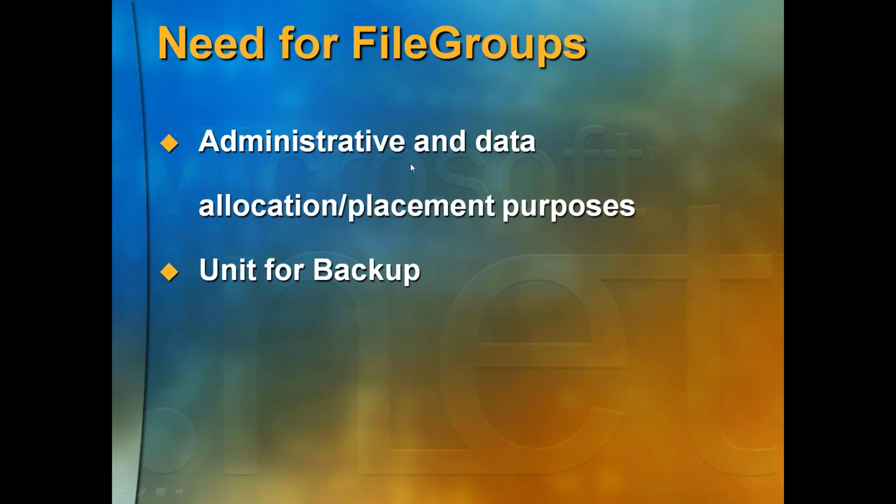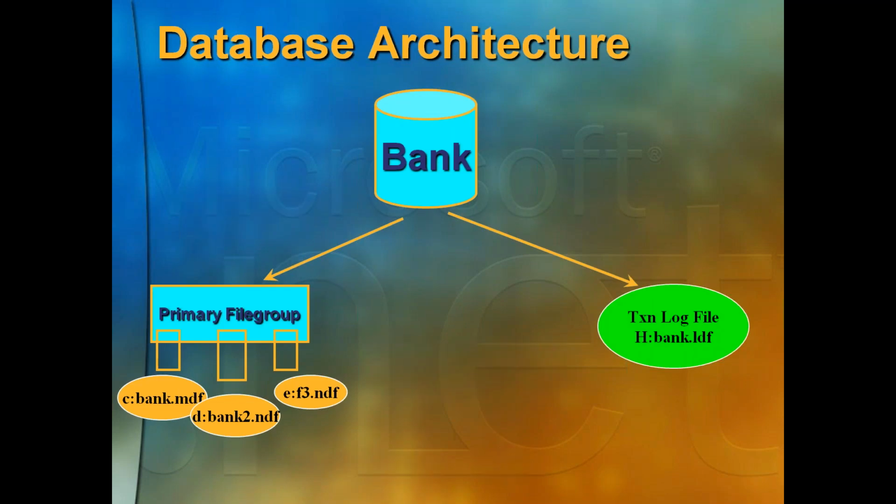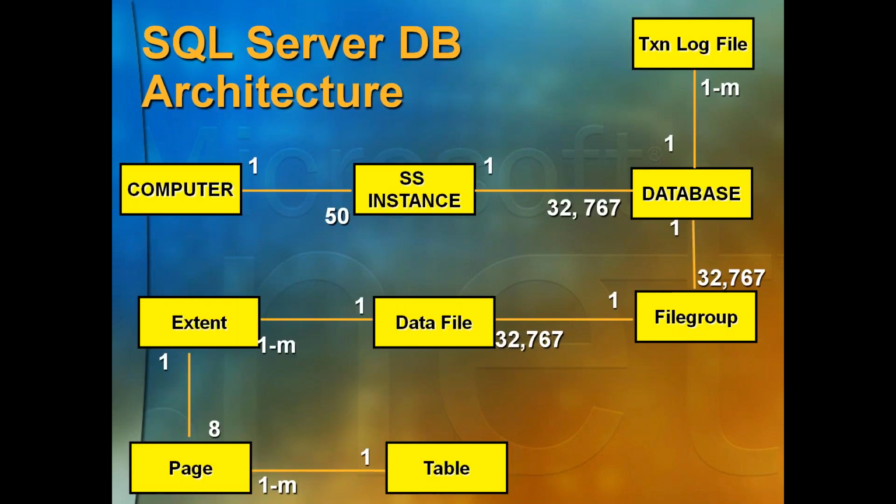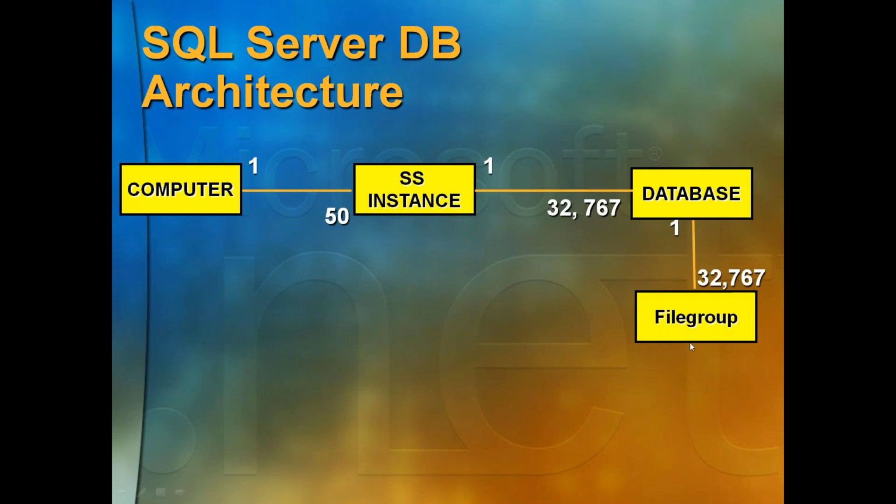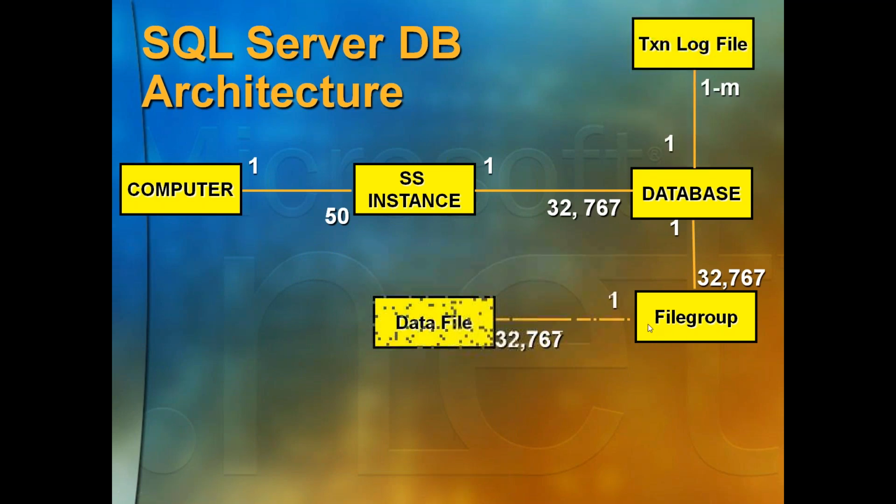The need for a file group: administrative and data allocation and placement purposes, and a unit for the backup. Tomorrow, I would like to take a backup of the database, you can go in for it. Or I would like to take a backup of a file group. A file group is nothing but a folder. One folder can have lots of files. Am I clear? So that's what I clearly mention in this. A file group is a folder, and each file group can have files, right? In one file group, you can have this many files.